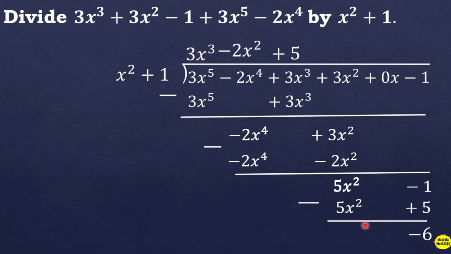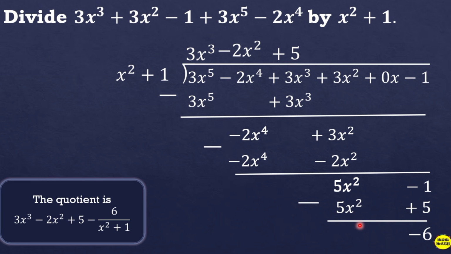So, meron tayong remainder. So, therefore, our final answer is, copy mo muna ito, 3x cubed minus 2x squared plus 5 minus, kasi po minus ito, minus 6 yung remainder mo, and then copy mo yung denominator, x squared plus 1. O yung divisor pala, sorry for my turn. Okay, yung divisor. So, 3x cubed minus 2x squared plus 5 minus 6. And then, copy your divisor, x squared plus 1. So, this is our quotient.